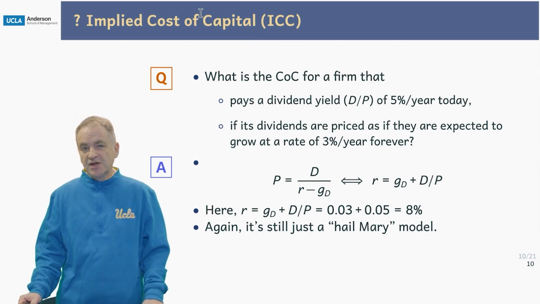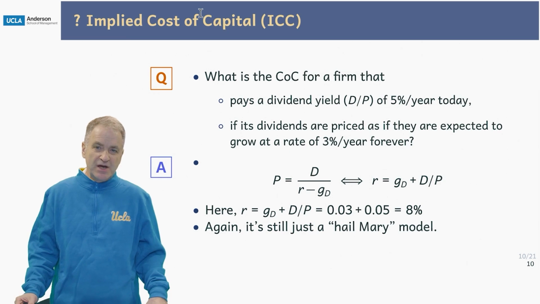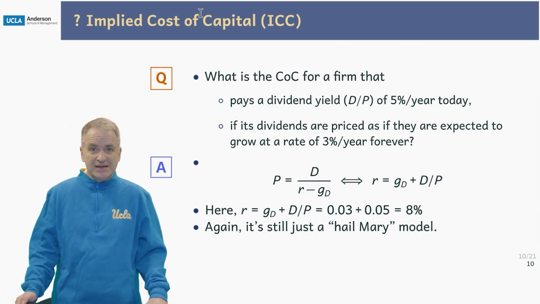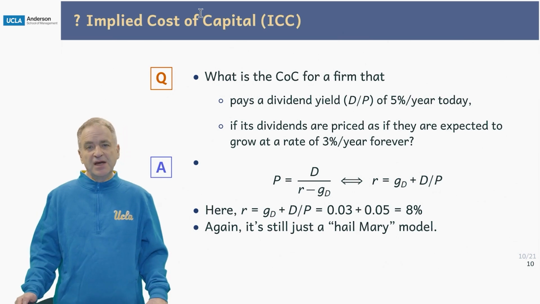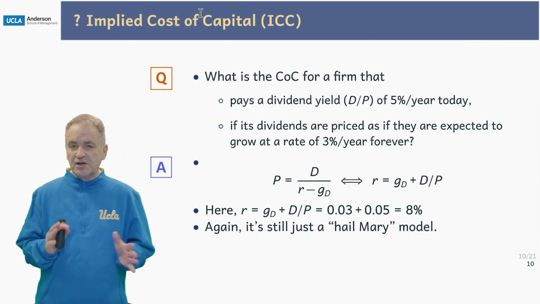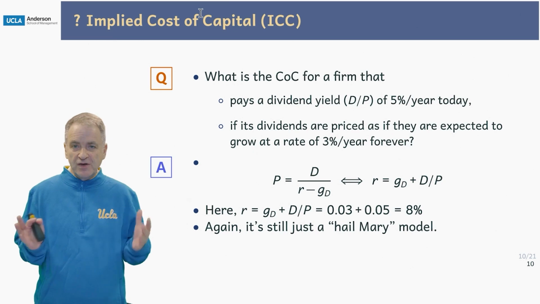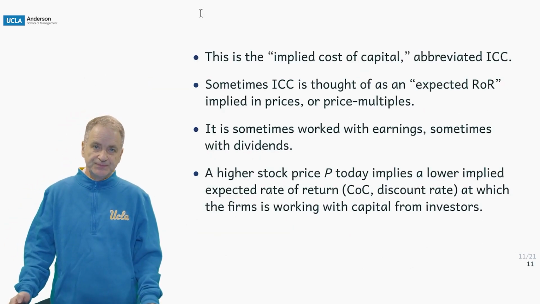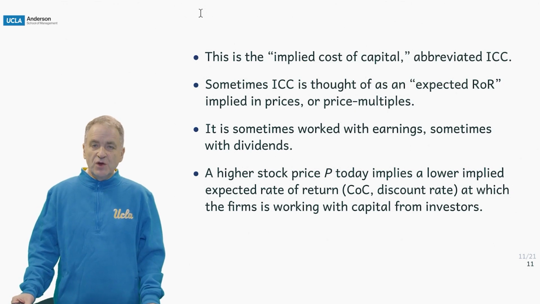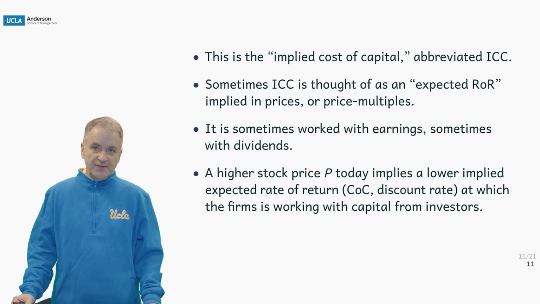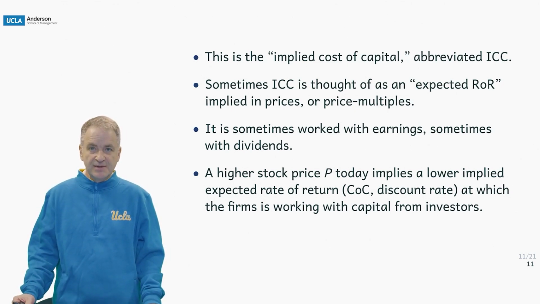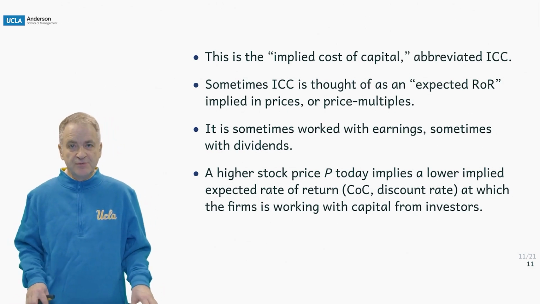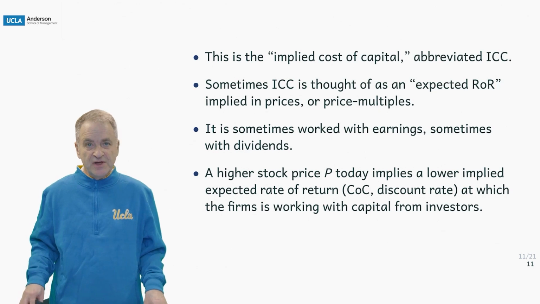Again, like the Gordon Dividend Growth Model, it's still just a Hail Mary model, by which I mean you have to pray a lot for this to be right. It's really a very inaccurate model. It gives you some concept, some back-of-the-envelope way of thinking, but don't take it too seriously. It's called the Implied Cost of Capital, and it's abbreviated ICC. It's thought of as the expected rate of return implied in prices, or price multiples for that matter.